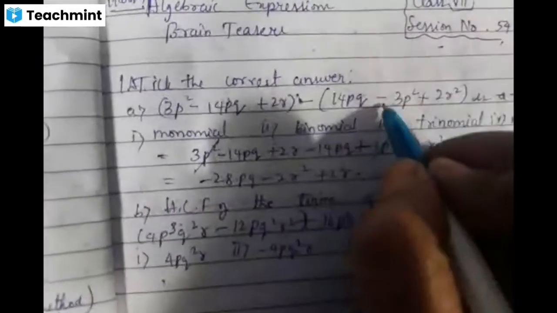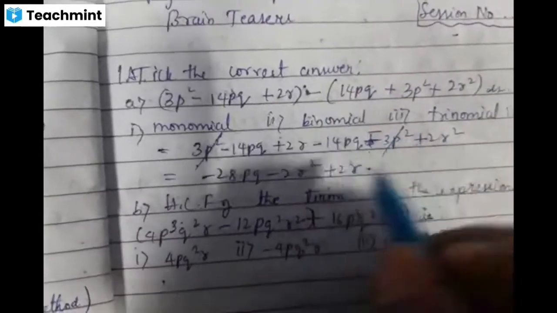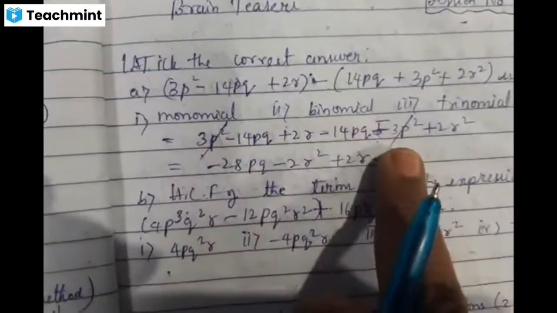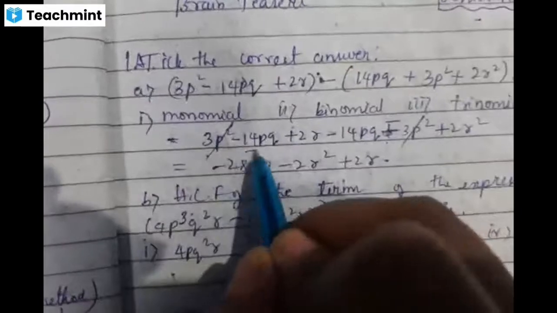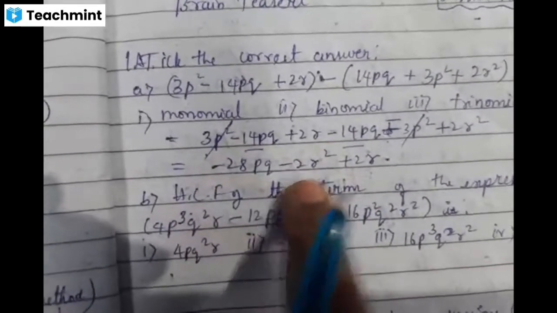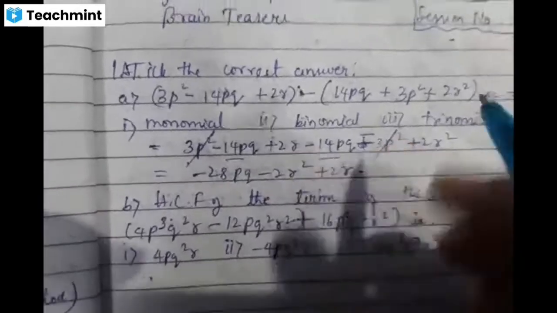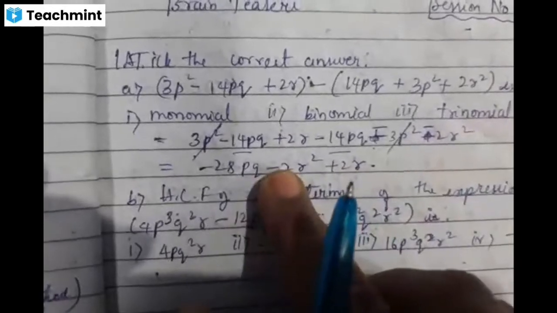The question is like this children, that is 3p square minus 14pq. Here it is plus 3p square. Plus into minus will be minus 3p square. Plus 3p square minus 3p square get cancelled. You are left with the minus 14 minus 14. Both are like terms here. You have to add because they have both same signs. Minus 14 minus 14 is minus 28pq, plus 2r as it is. Here you have plus 2 minus 2r square. This will be minus 2r square. So minus 2r square as it is.